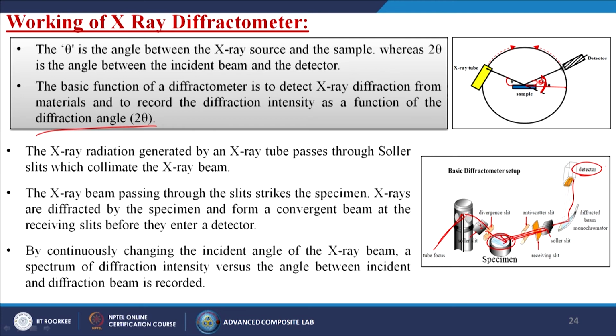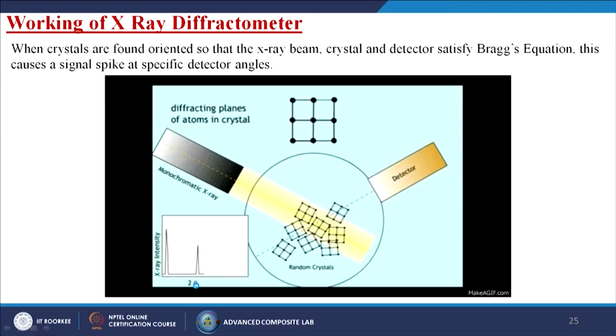So, the X-ray beam passing through the slits strikes the specimen, and X-rays are diffracted by the specimen and form a convergent beam at the receiving slits before they enter a detector. By continuously changing the incident angle of the X-ray beam, a spectrum of diffraction intensity versus the angle between the incident and diffracted beam is recorded. So, this is the working principle of the X-ray diffractometer which I have already discussed.